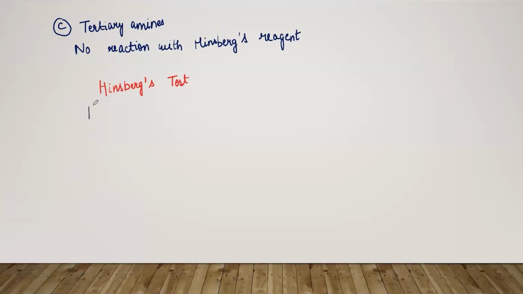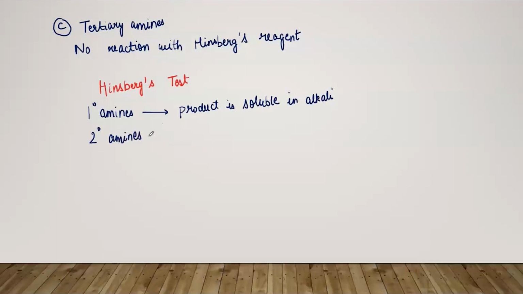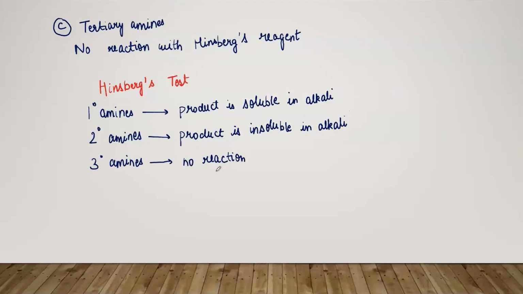1 degree amines में the product है is soluble in alkali because of the acidic hydrogen. In the case of 2 degree amines, the product is insoluble in alkali, and in 3 degree amines, no reaction. Okay, so this is important.